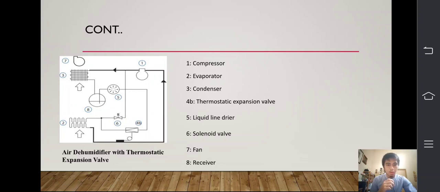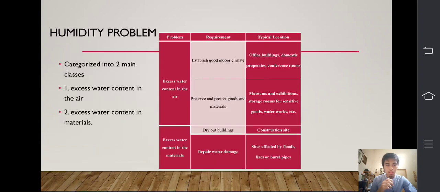Now I will move on to the next subtopic under design analysis, which is the humidity problem. It is categorized into two main classes. The first is excess water content in the air, and the second is excess water content in materials.